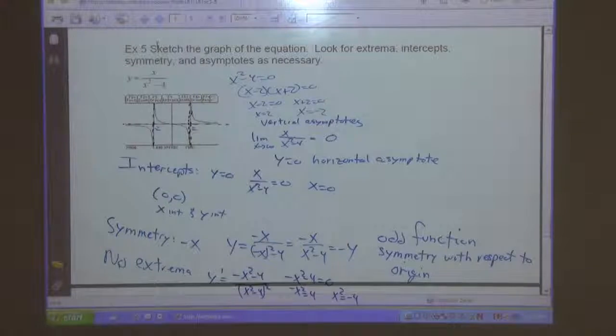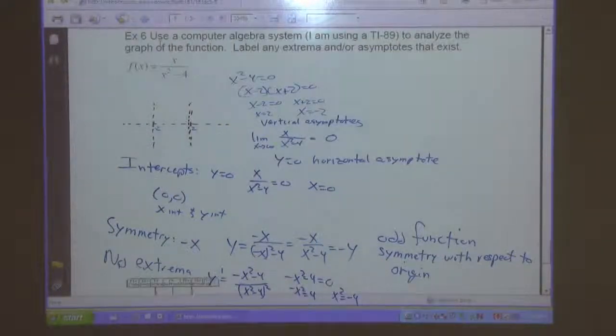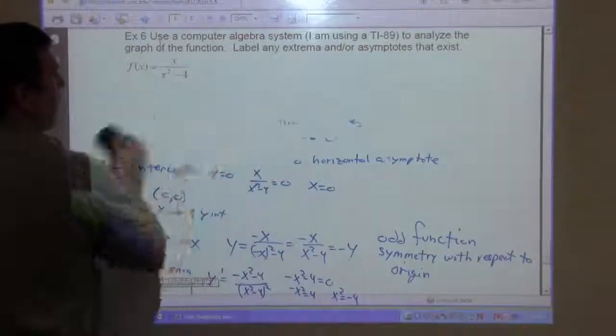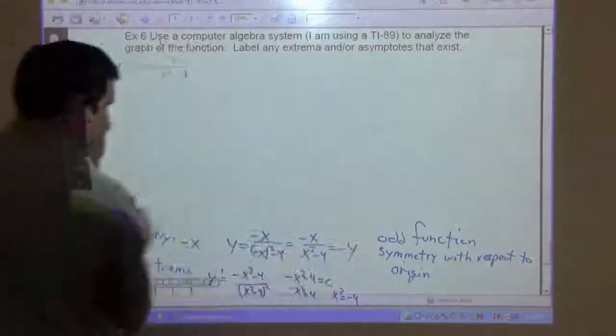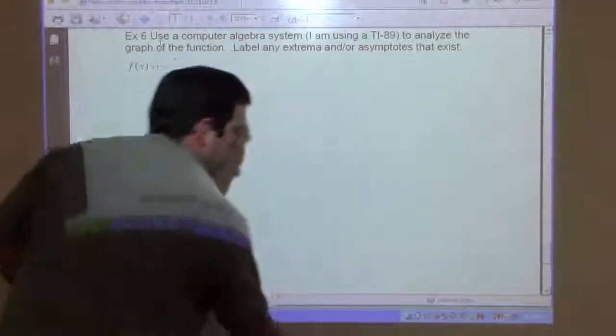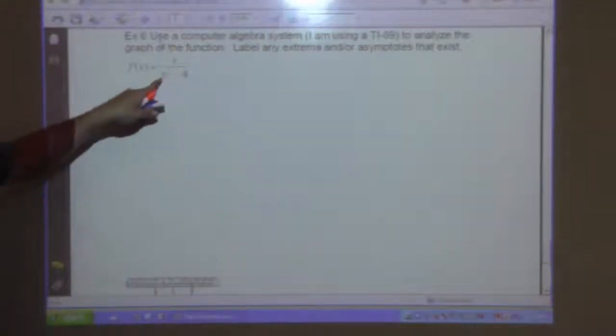One more page to look at. One on the last page. Feel free to pause if you need to. Use a computer algebra system. I'm using my 89 to analyze the graph of the function and label any extrema and or asymptotes that exist. The graph is down here, so I'll move it up in a moment. Looking at f of x equals x over x squared minus 4, same graph we just saw.